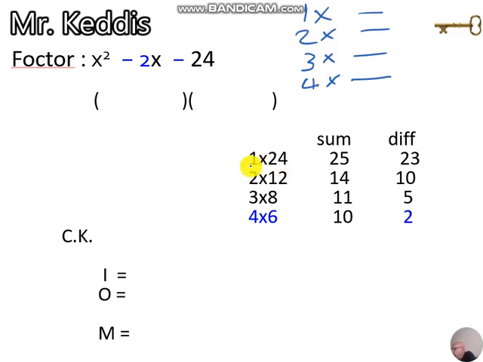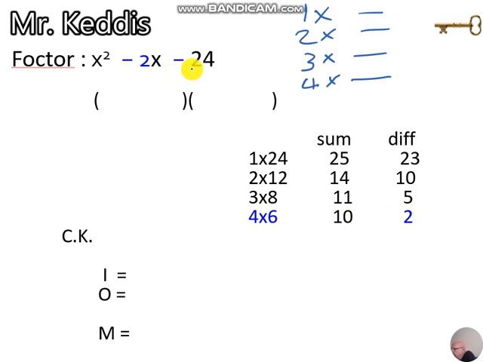For 1 and 24, the sum is 25 and the difference is 24 minus 1, which is 23. For 2 and 12, the sum is 14 and the difference, 12 minus 2, is 10. For 3 and 8, the sum is 11 and the difference, 8 minus 3, is 5. For 4 and 6, the sum is 10 and the difference, 6 minus 4, is 2.